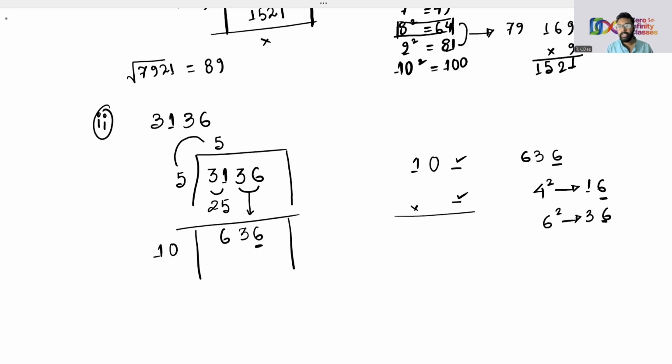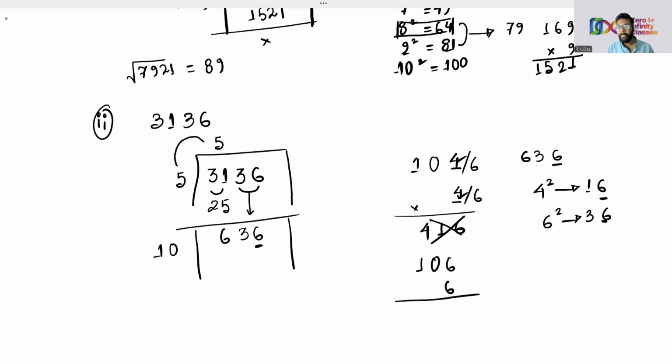That means it could be 4 or it could be 6. So first we are checking with 4. 4 4s are 16, 4 0 is 0 and 1, 4 1 is 4. So we are not getting 636 by using 4.